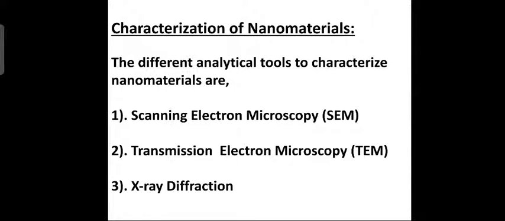Now, there are three analytical tools to characterize nanomaterials. Which are those? Scanning electron microscopy, in short known as SEM. Transmission electron microscopy, in short called TEM. And the third one is X-ray diffraction. Among these three, scanning electron microscope is most widely used all over the world. So, this we are going to study in detail.